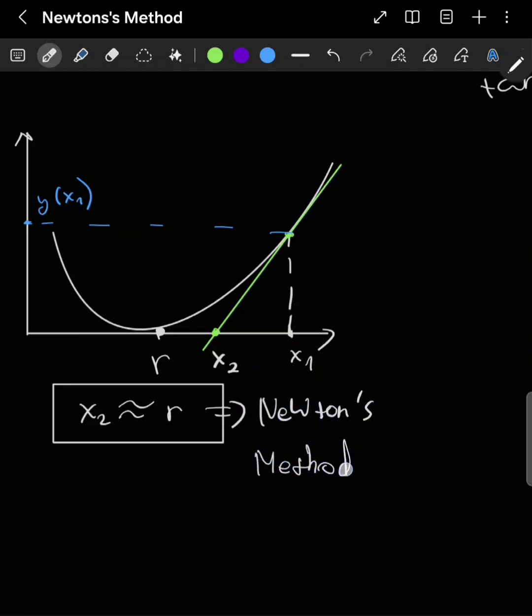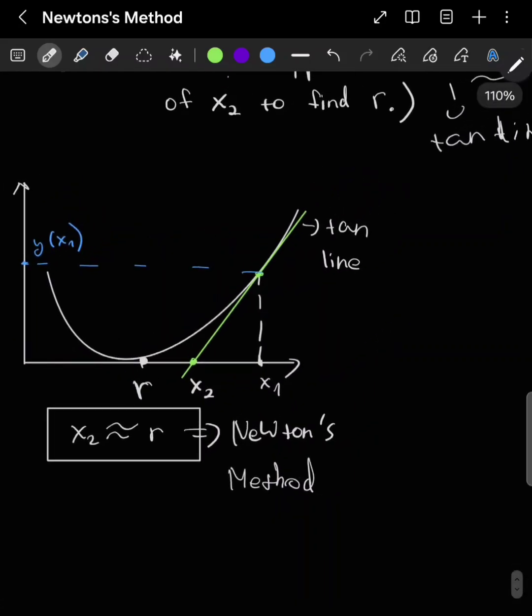So it basically uses the tangent line to find an approximate value of the function's x-intercept here, r. So now let's find the equation of this tangent line.